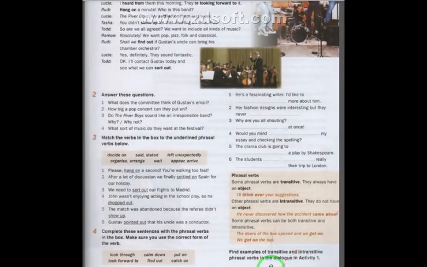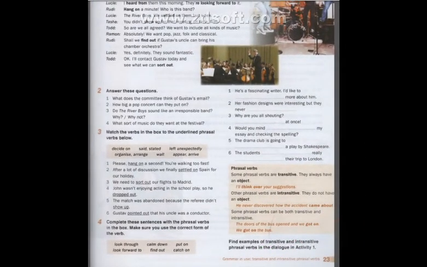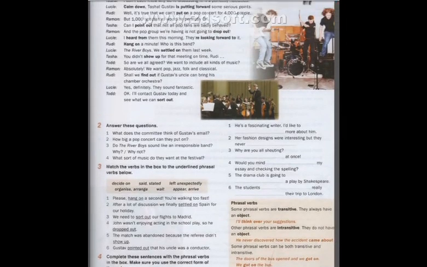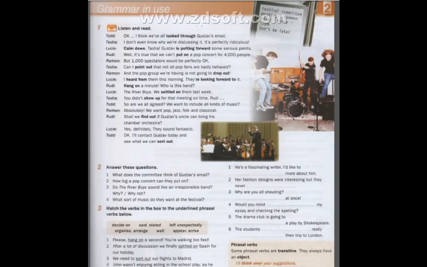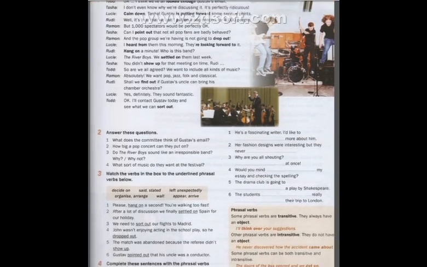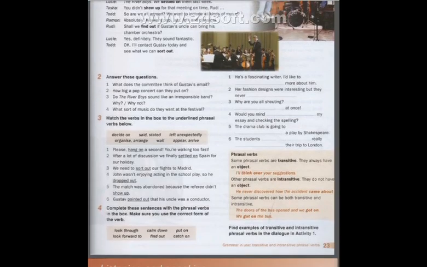Now, this is your pupils book, page 23. As you can see, page 23, grammar in use. Okay, we are going to talk about transitive and intransitive phrasal verbs. What is the meaning of transitive and what is the meaning of intransitive phrasal verbs? We have two types of verbs in general, transitive and intransitive. Let's show you what is the meaning of each word.